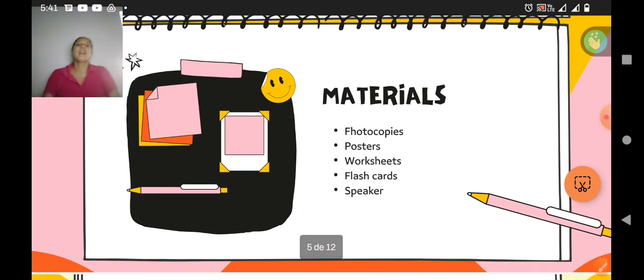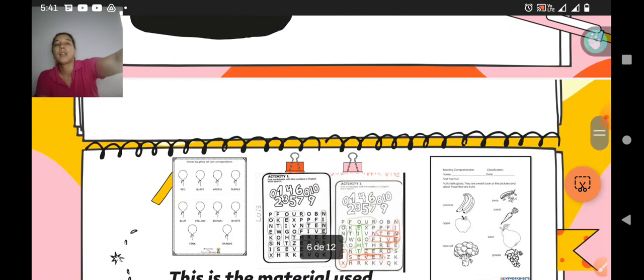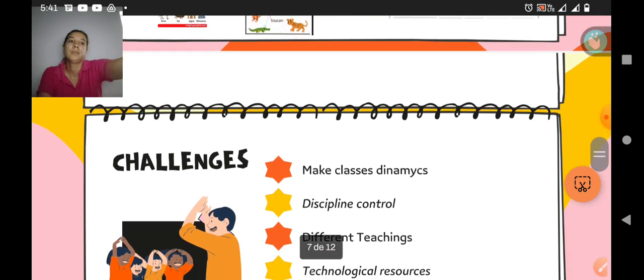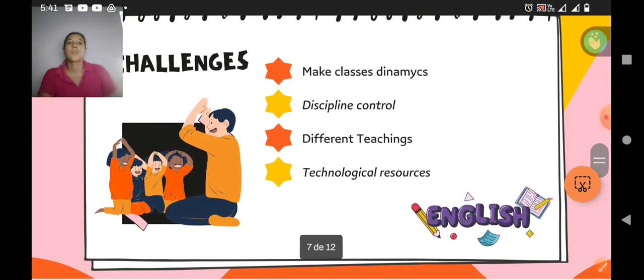This is the material that I use in the classroom: photocopies, paper, worksheets, flashcards, speaker. This is the material used.